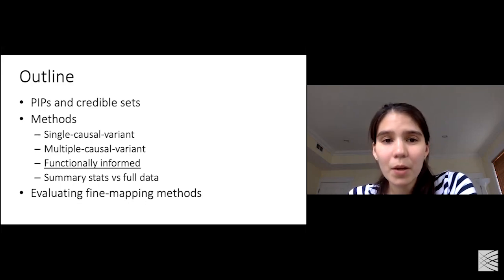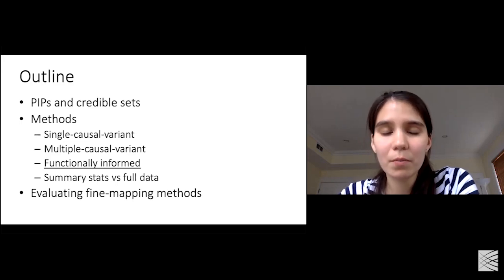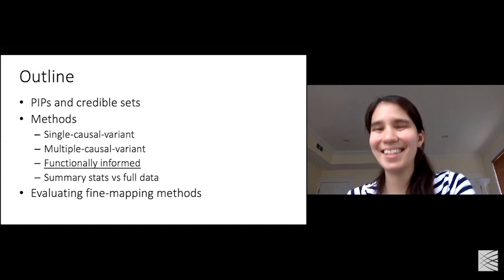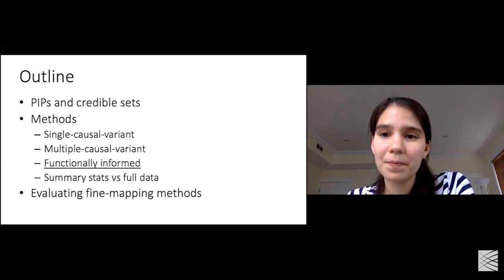Is there another question? I might be looking at the wrong place. Nope, it just popped up. You mentioned that there's evidence that there are multiple causal variants for GWAS loci. I'm just curious as to which studies have confirmed that.